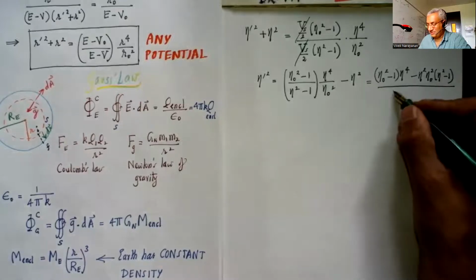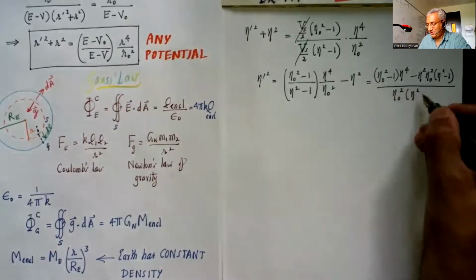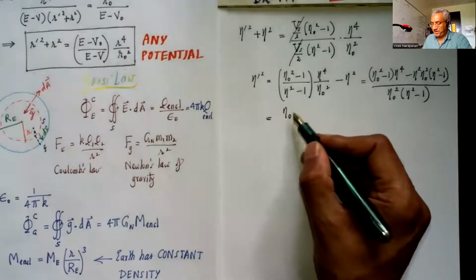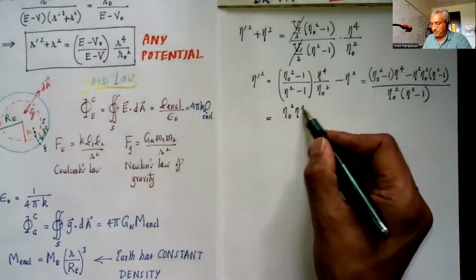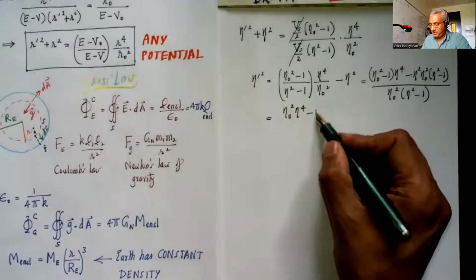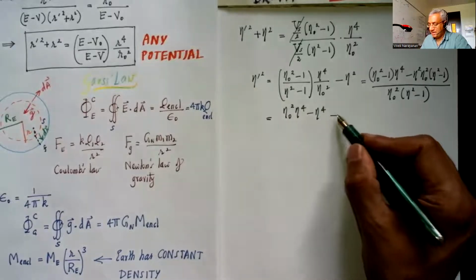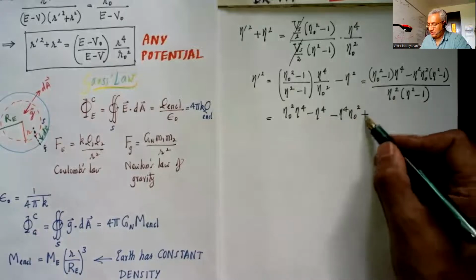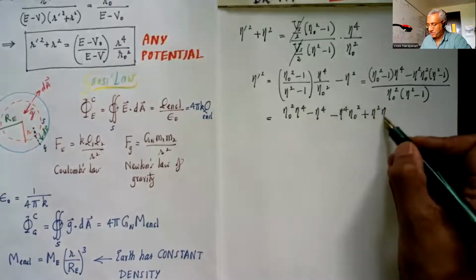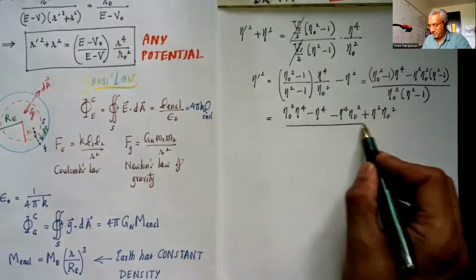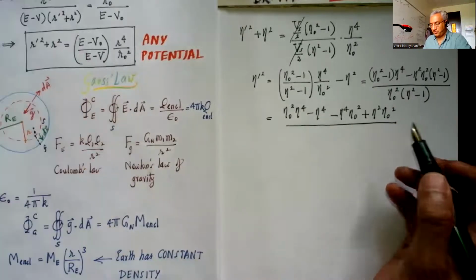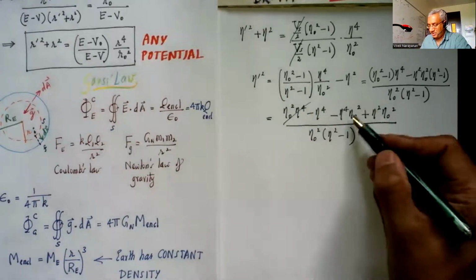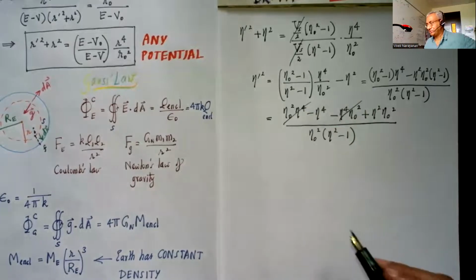So this is just busy work. All right, then the numerator becomes, I'll write everything out. Eta naught squared eta to the 4 minus eta to the 4, minus eta to the 4 eta naught squared plus eta squared eta naught squared. That's what I get from the numerator. The denominator is just eta naught squared times eta squared minus 1. Mercifully, I get some cancellation.